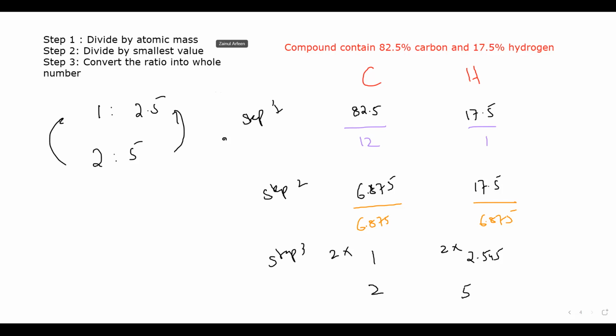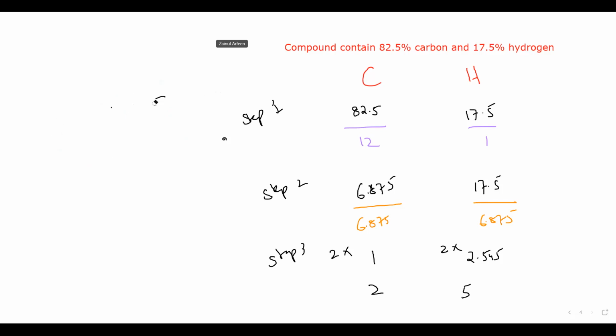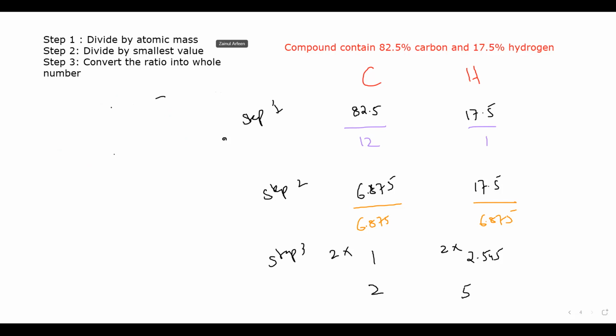So whenever one of the values is 1.5, 2.5, 3.5, what do you do? You multiply all of them by 2. So when we multiply all of them by 2, it means 2 carbon and 5 hydrogen. So the empirical formula, I'm writing in short, EF, it is C2H5. Is this example clear?